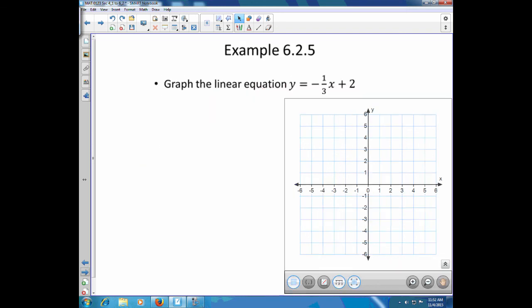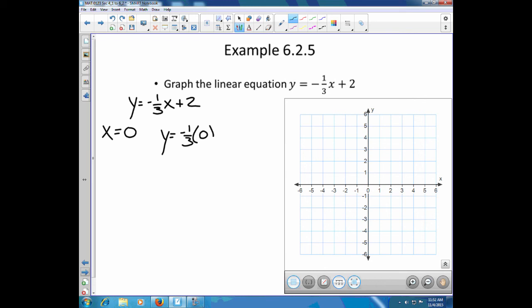Finally, we want to graph this linear equation. And so we have y equals negative 1/3 x plus 2. Again, we can start with x equals 0. That's usually the easiest one to start with. And so we get y equals negative 1/3 times 0 plus 2. Well, negative 1/3 times 0 is just 0. And we get y equals 2. And so our first point is 0 and 2.